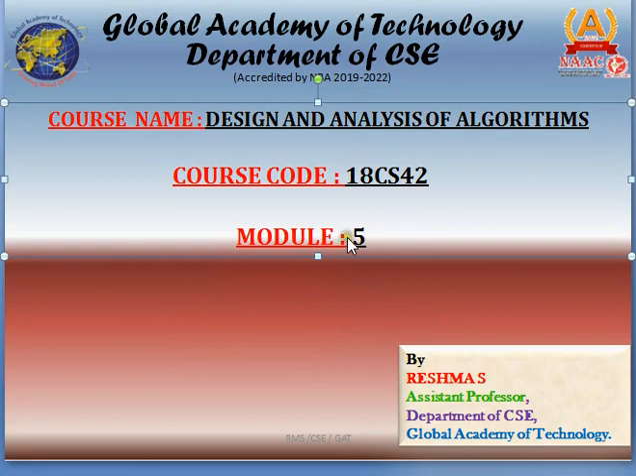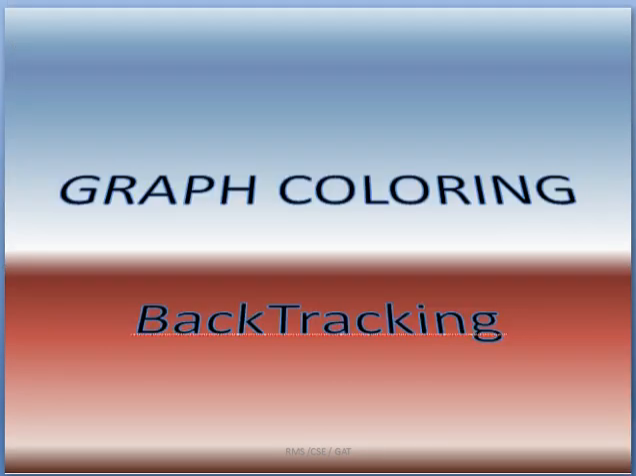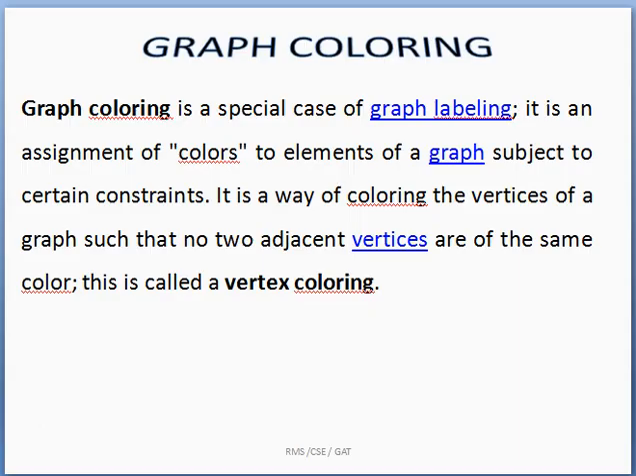So going to discuss another interesting topic in design and analysis of algorithms, that is graph coloring using backtracking. So now let's see what is the graph coloring problem. Graph coloring is a special case of graph labeling. Here we are assigning colors to the elements of the graph with some constraints.